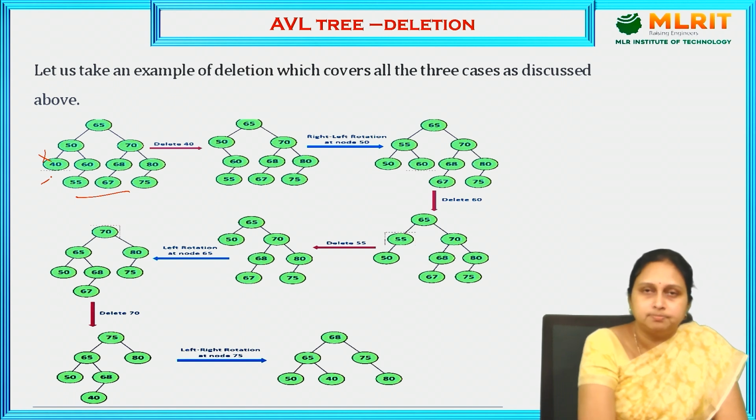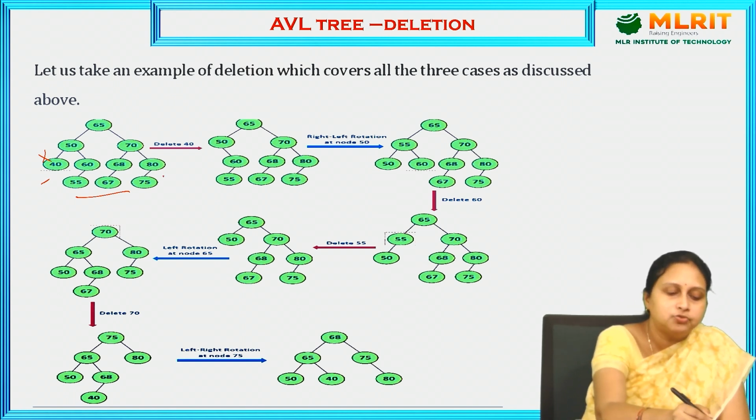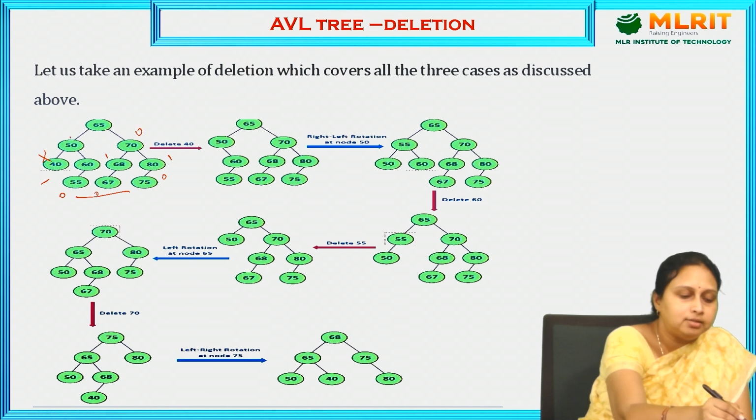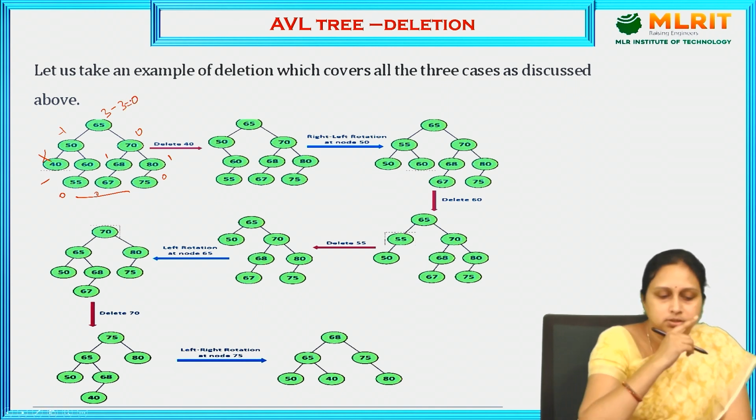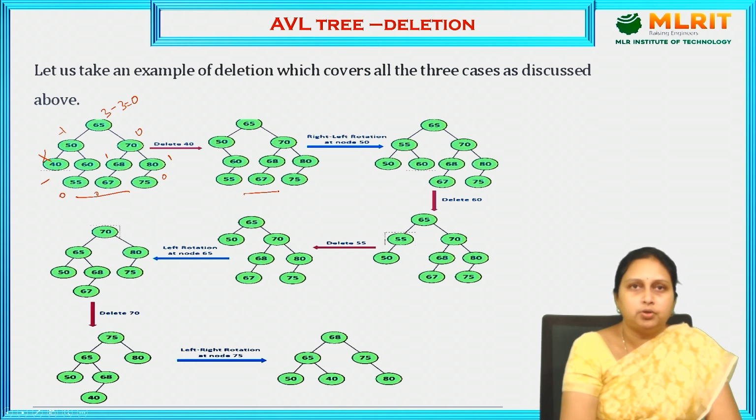After deleting, check for the balance factor. Now check the balance factor for each and every node here after deleting it. Here it will be 0, all leaf nodes will be 0, and this will be 1, and this will also be 1, and this will be 2 minus 2, 0, and this will be minus 1, and 1, 2, 3, 3 minus 1, 2, 3. 3 minus 3 is nothing but 0. After deleting, the tree is balanced. No need to do any rotations.